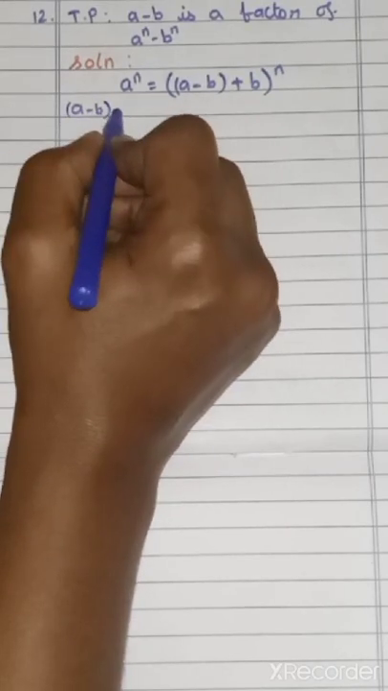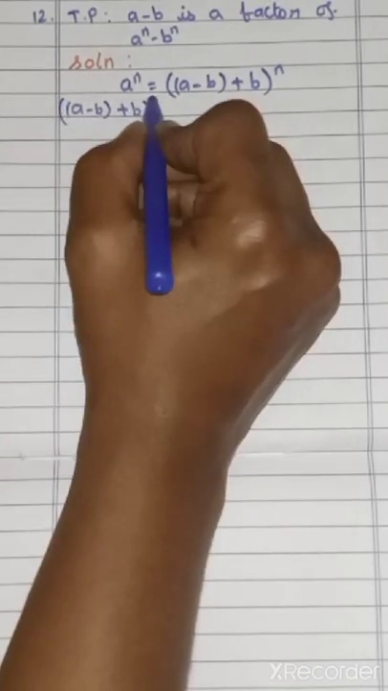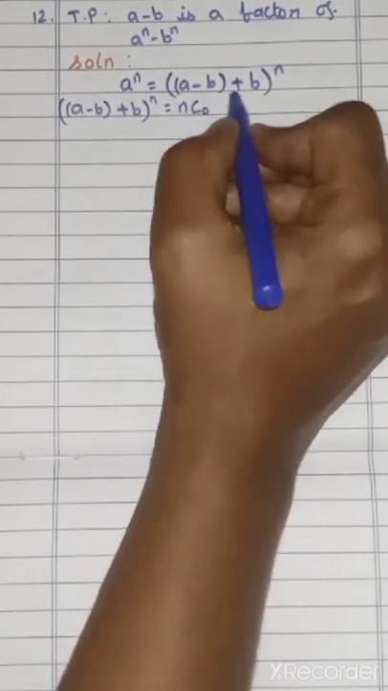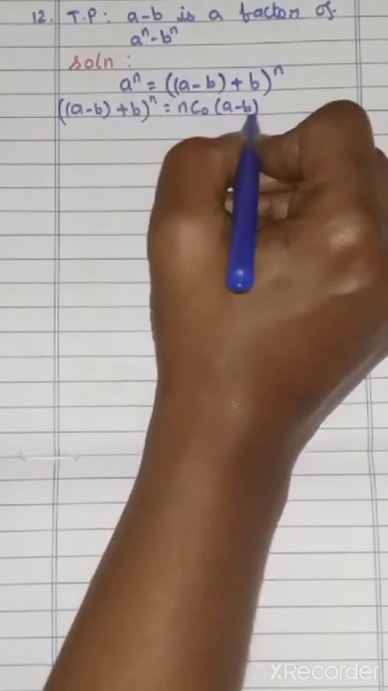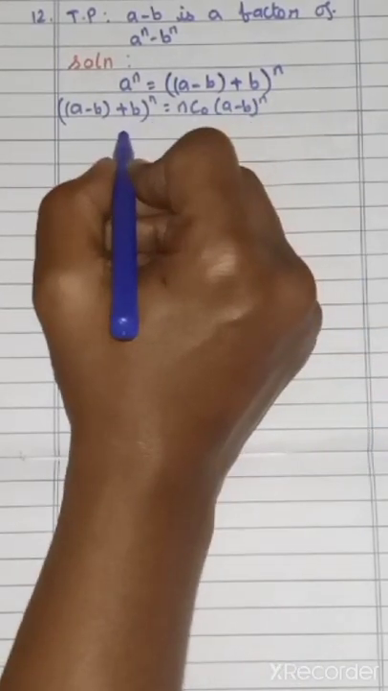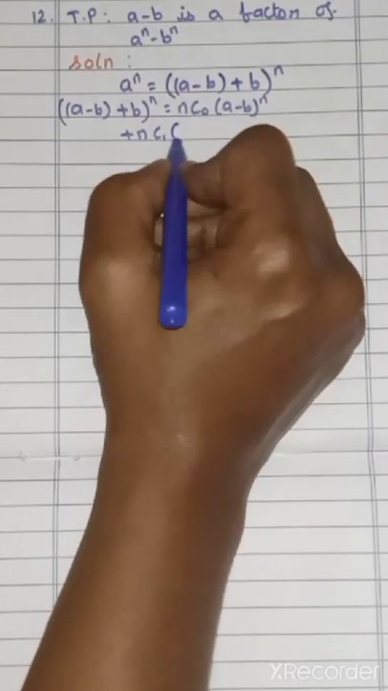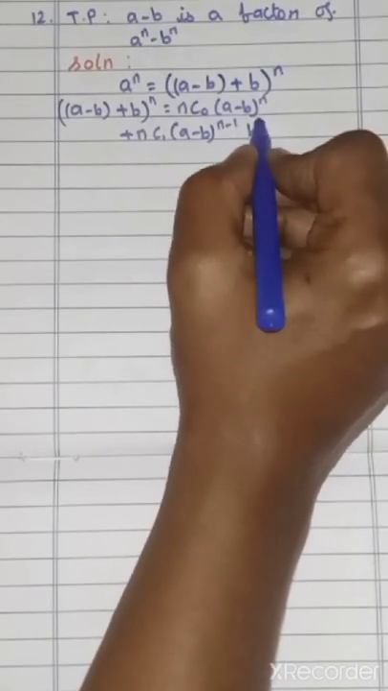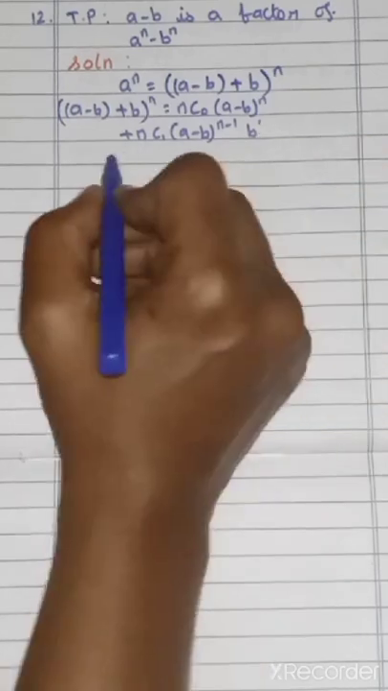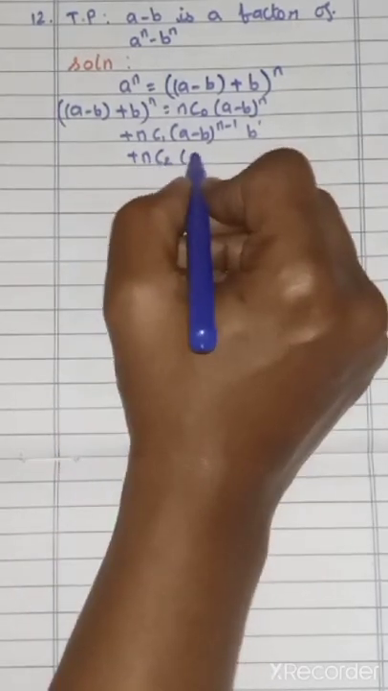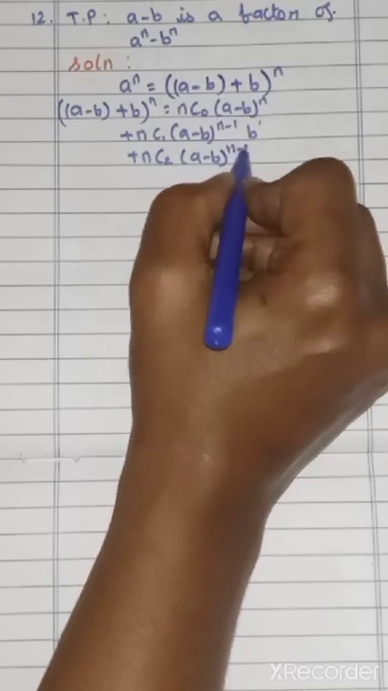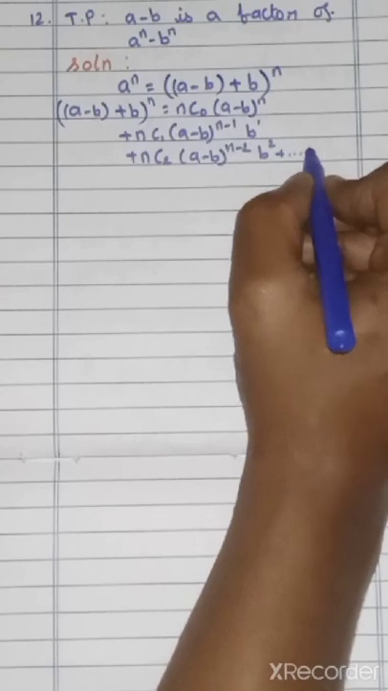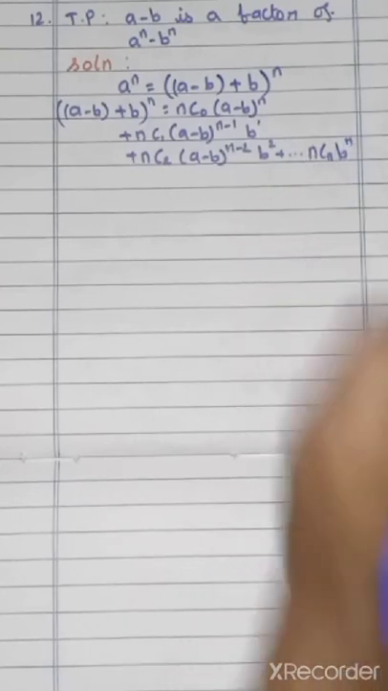a minus b plus b power n. (a minus b plus b) power n is nC0 (a minus b) power n, okay, plus the second term nC1 (a minus b) power n minus 1 into b power 1. Next term plus nC2 (a minus b) power n minus 2 into b square plus etc. And the last term will be nCn b power n.